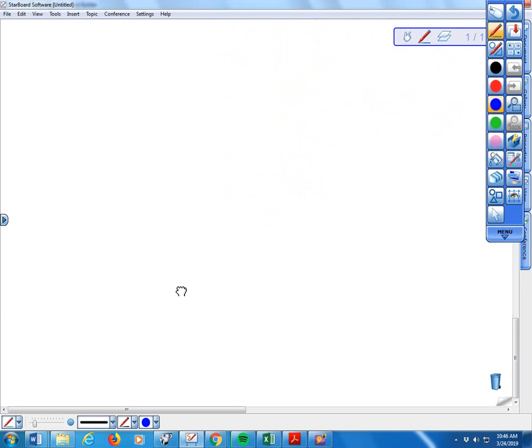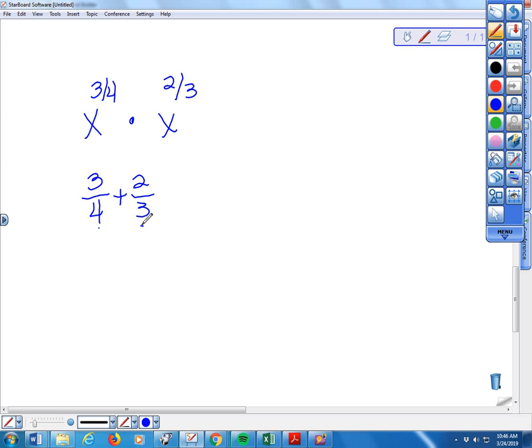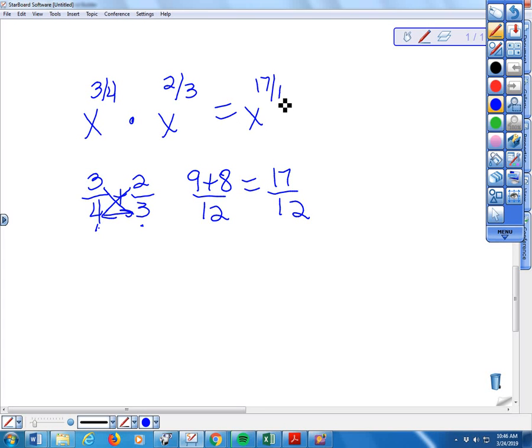All right. Next one, write the expression in simplest form. Okay, so when I multiply two bases that have exponents, I add the exponents. So this is just a fraction problem. And because neither one of these denominators divides the other, the least common multiple of both of these is the product of the two, so I can multiply these together. 3 times 3 is 9, 4 times 2 is 8, this is 17/12. So my answer is x to the 17/12.